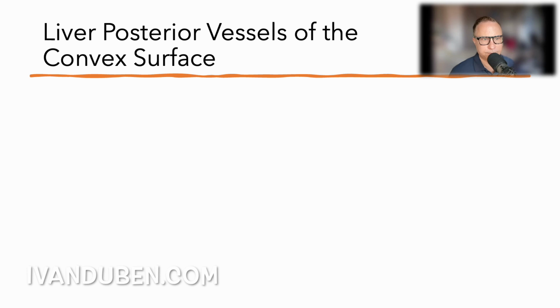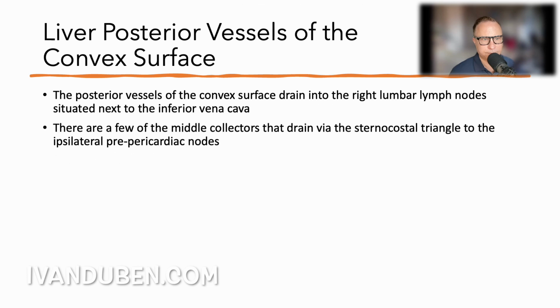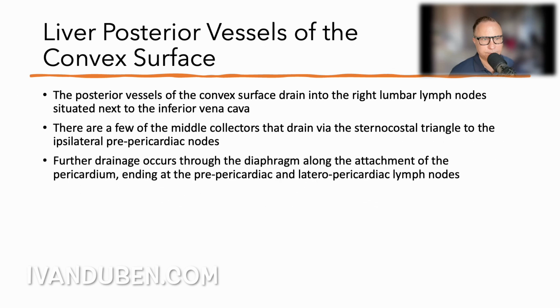So going to the posterior vessels of the convex surface a little more. The posterior vessels of the convex surface drain into the right lumbar lymph node situated next to the inferior vena cava. Some of this is just repeated. There are a few of the middle collectors that drain via the sternocostal triangle to the ipsilateral precardiac nodes. Further drainage occurs through the diaphragm along the attachment of the pericardium, ending at the pericardiac and lateral pericardiac lymph nodes.